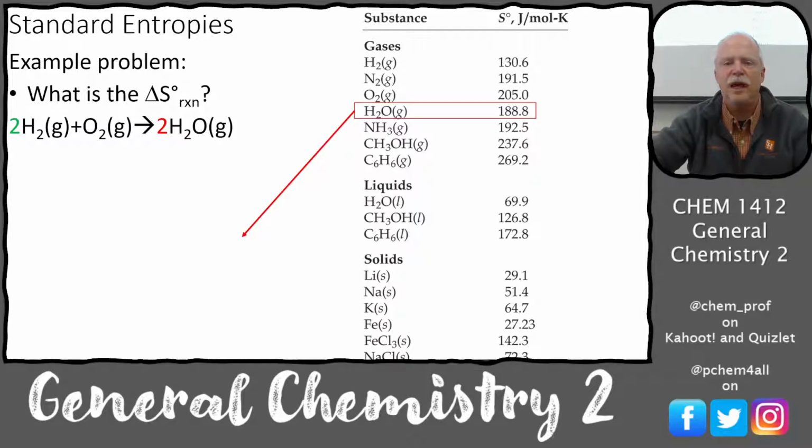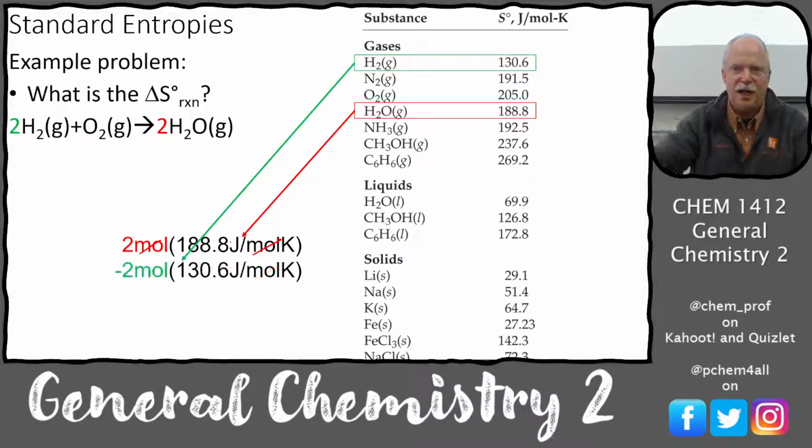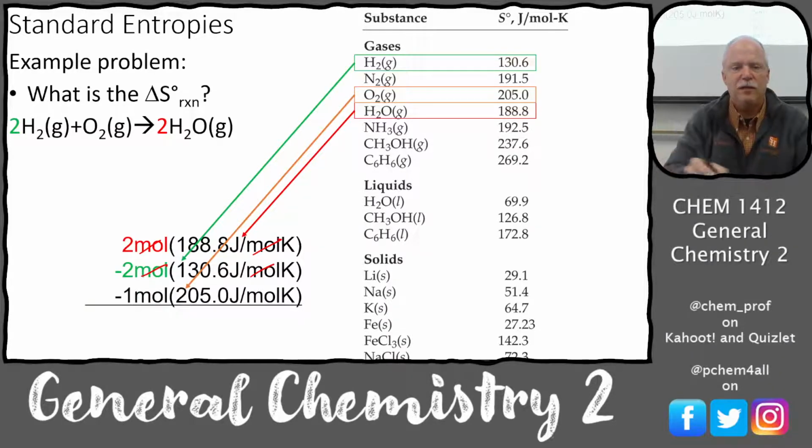So water, gas, 188.8 joules per mole Kelvin times 2 moles. And so the moles cancel, and we end up with joules per Kelvin, 2 times 188.8. And we subtract the hydrogen number, so minus 2 moles of that. And then the oxygen number, minus 1 mole of the 205. And so our result is minus 88.6 joules per Kelvin. So that's the delta S for this reaction.